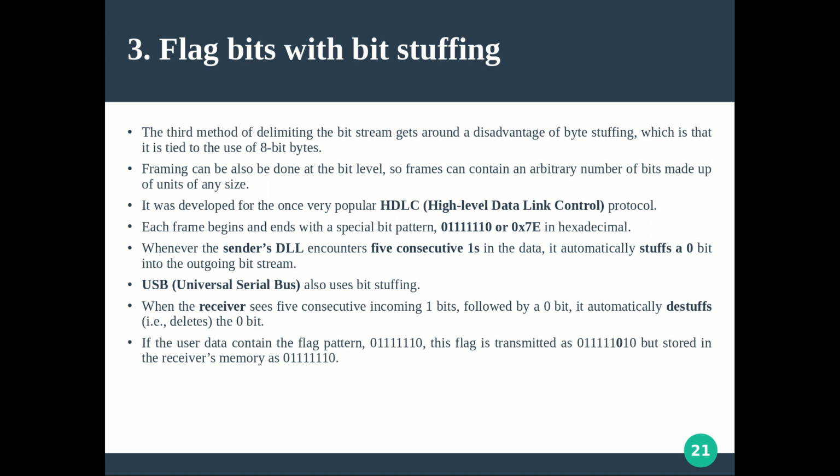Now if the user data contains the flag pattern, the flag will be transmitted with a 0 stuffed after 5 ones. So this is something different, right? The receiver will not be confused by this pattern as the end delimiter pattern, and it is stored in the receiver memory as the original data after removing the stuffed bit. So with bit stuffing, the boundary between two frames can be unambiguously recognized by the flag pattern.